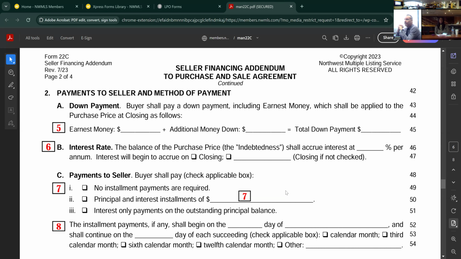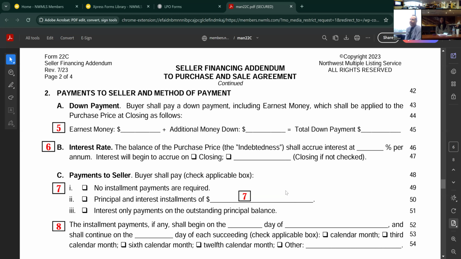Buyer shall pay a down payment, including earnest money, which shall be applied to the purchase price at closing as follows. So here's the earnest money amount, the additional money down, and that will equal your total down payment. So you're buying a $500,000 home, and buyer's going to put 100,000 down and 25,000 in earnest money. You'll have 25,000 earnest money, 100,000 for down, 125 will be on line 45.